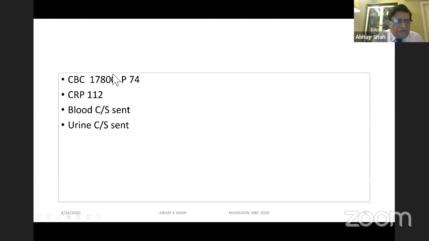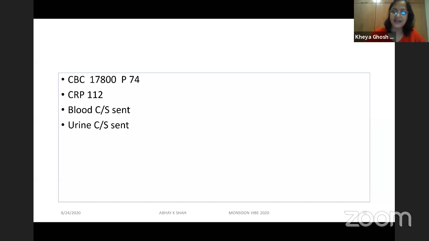You can see that there is a polymorphic leukocytosis. CRP was very high. Blood culture was sent, and urine culture was sent. So, Dr. Kheya, how will you rate this septic screen? So the total count is more than 15,000. Usually less than 5,000 or more than 15,000 should be taken as sensitive.